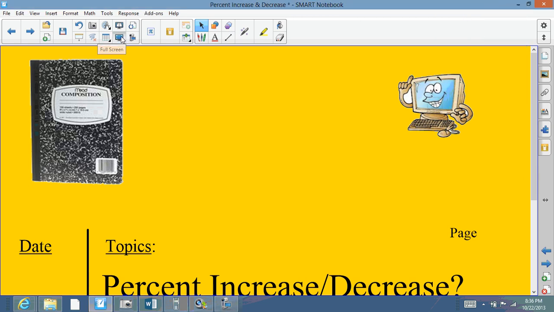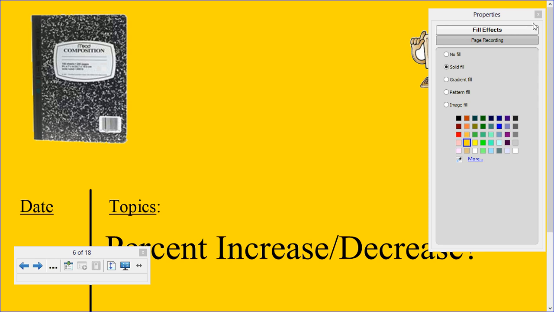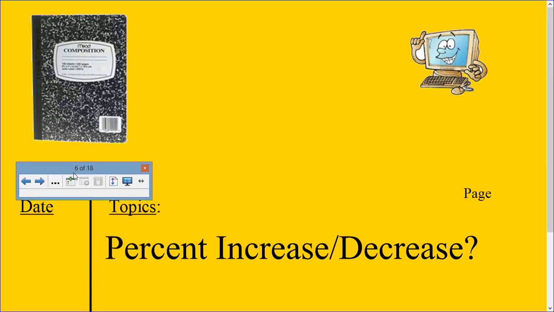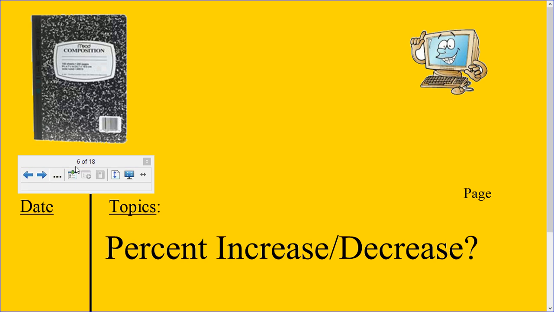This is Dr. Robinson, and we are going to continue our studies, and we're going to talk this time about percent increase or decrease.